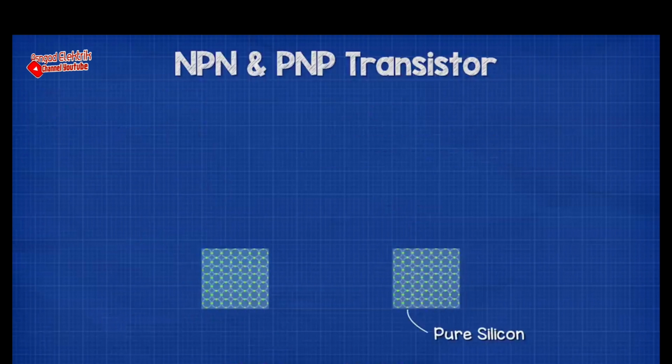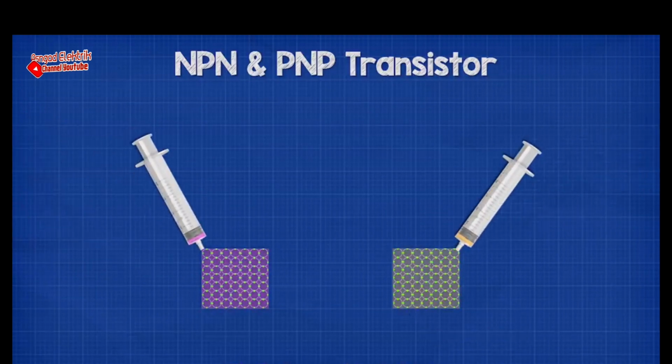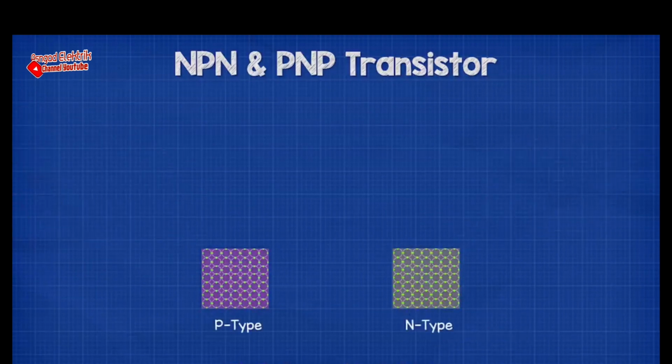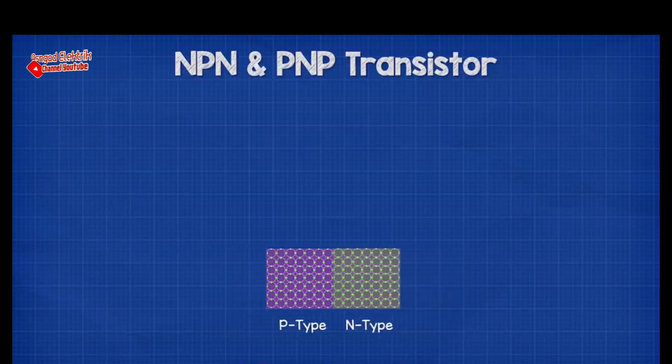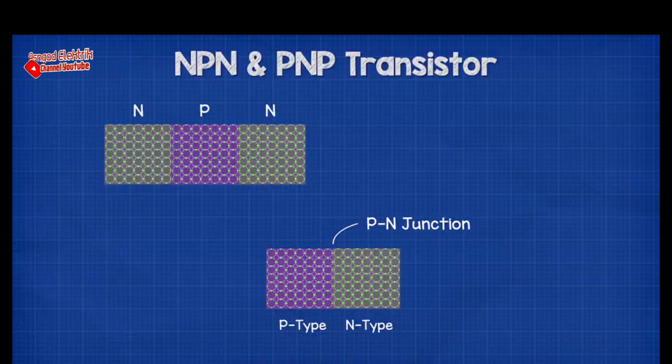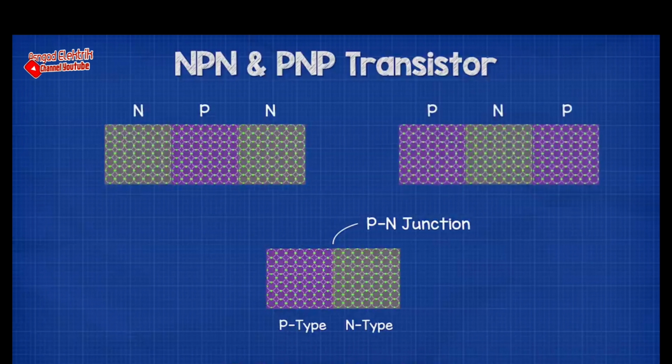Pure silicon has almost no free electrons, so what engineers do is dope the silicon with a small amount of another material, which changes its electrical properties. We call this p-type and n-type doping. We combine these materials to form the p-n junction. We can sandwich these together to form an NPN or a PNP transistor.